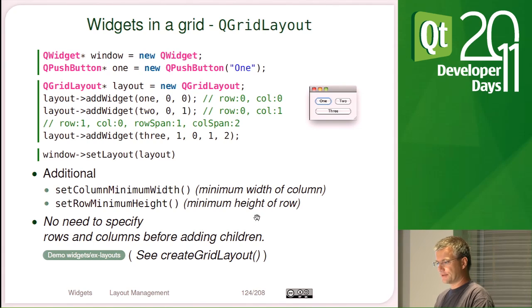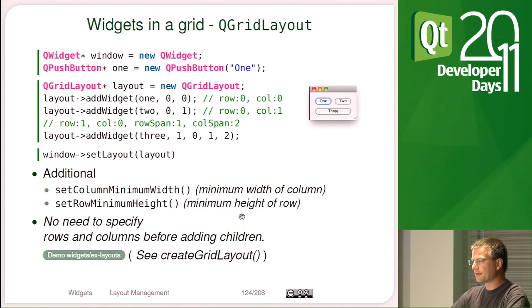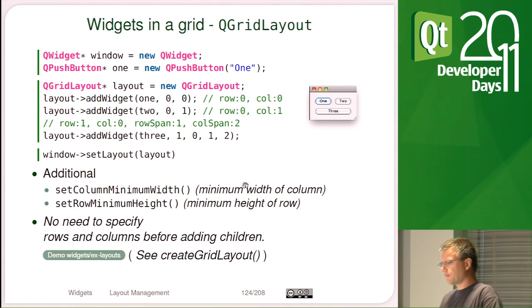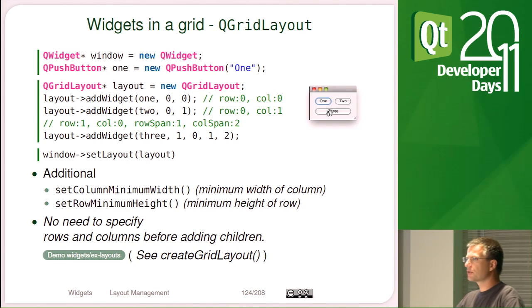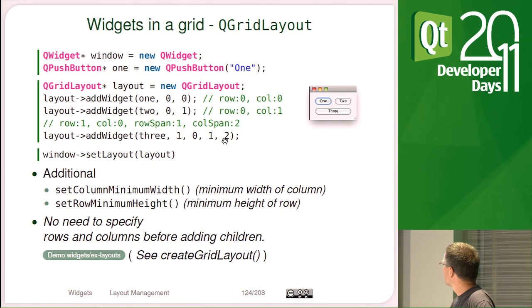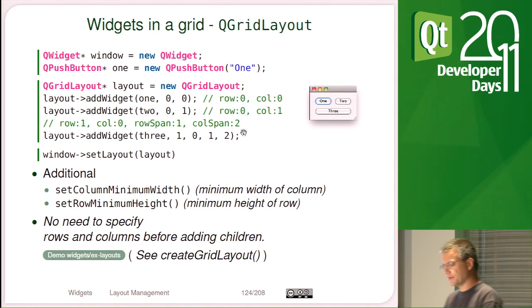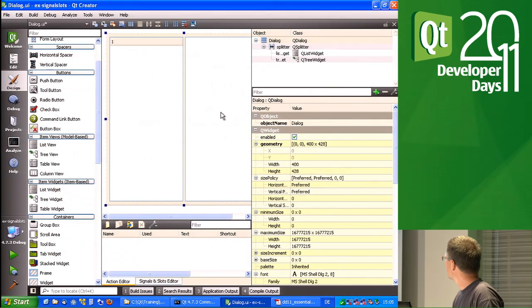So the same applies to a grid layout. The only difference is that now we have columns and rows. And if we want to combine cells together, like this button 3, which goes over 2 columns, we can just define a column span to populate 2 cells. Let me just show this to you in Qt Designer.